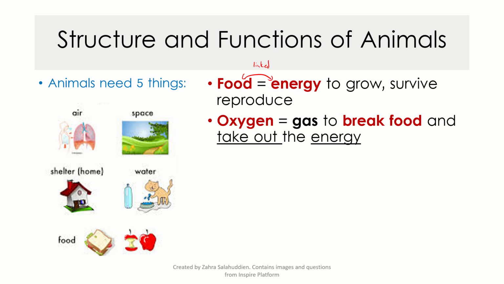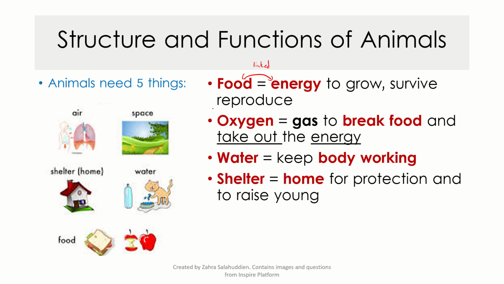Animals also need oxygen. So we also need air, just like plants, but animals only need the oxygen from the air because we need the oxygen to break down the food to take out the energy from it. Then we need water. Water keeps the body working. If there's not enough water in our body, we may feel sick, dizzy, and our body will not function properly.